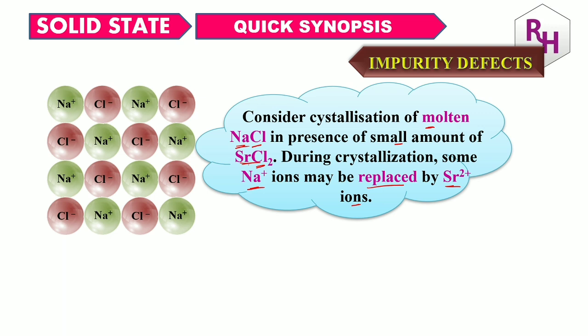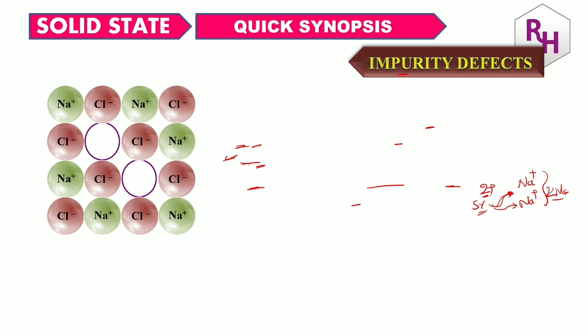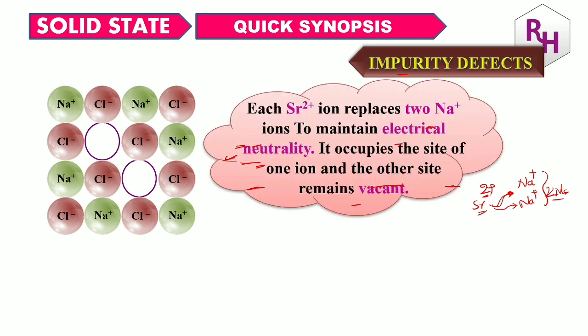This is the NaCl structure in which you can see strontium valency is 2. Remember, sodium has plus 1 valency. To replace sodium, this 2+ valency should be balanced, which means it should replace 2 sodium ions from the crystal lattice. One strontium will replace 2 sodium ions, but only one place is occupied, and another place will be vacant. That is called impurity defect. See here, 2 sodium removed, 1 strontium replacing 2 sodium, hence 1 is occupied.